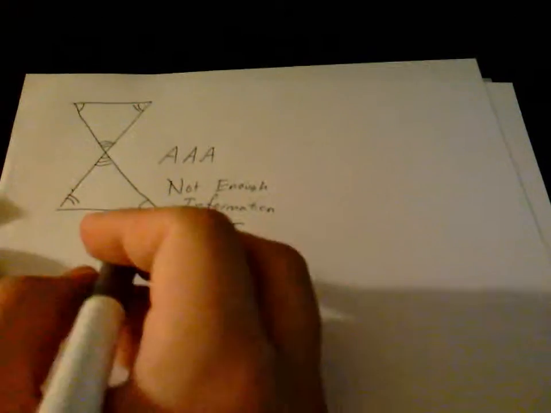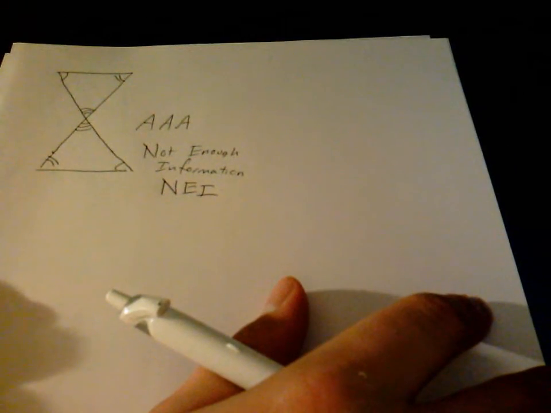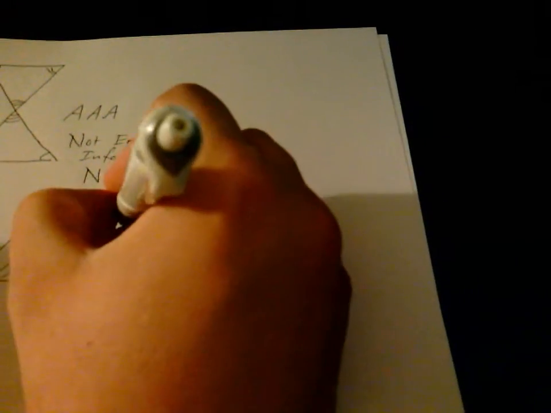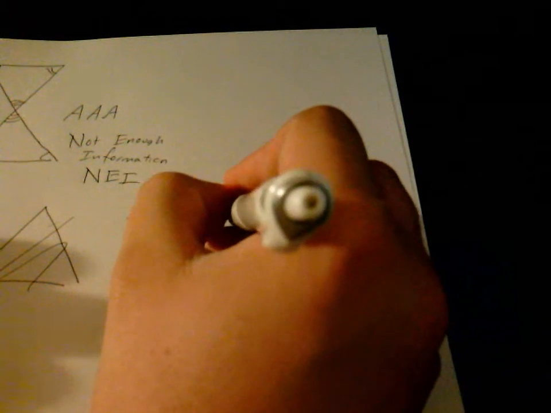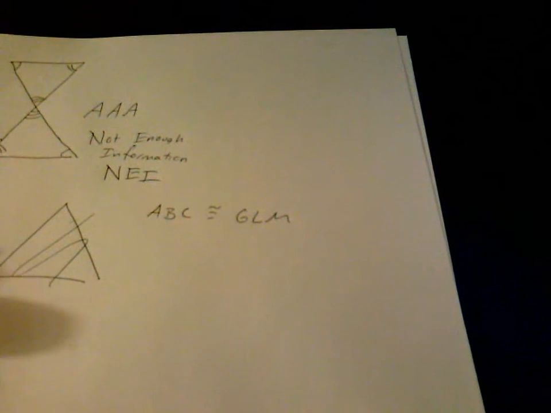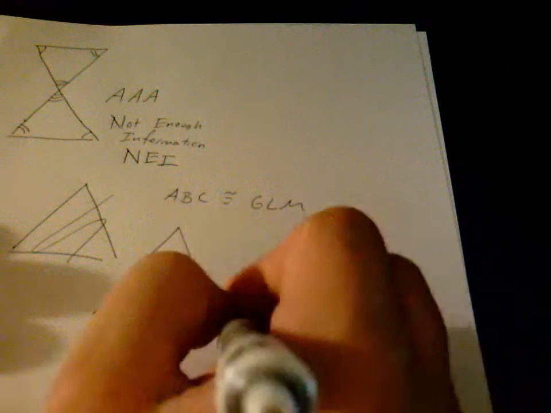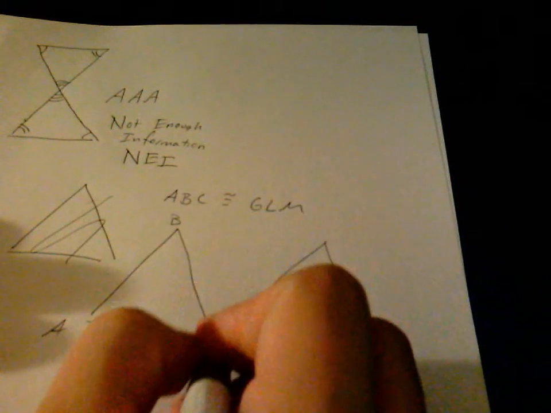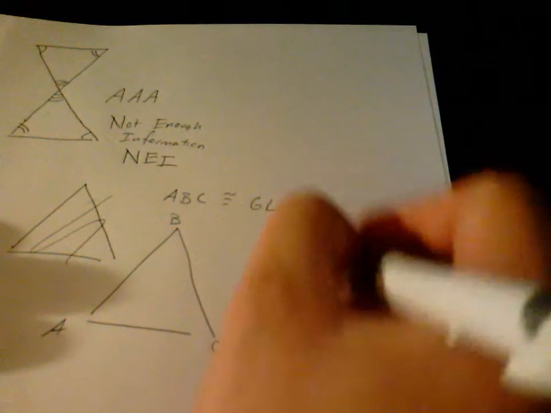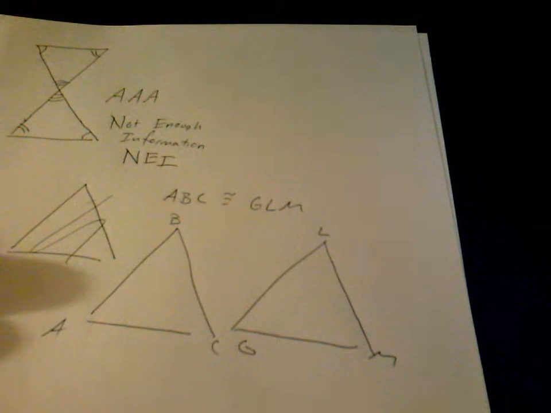Now, when it comes to triangles, let's say that I said triangle ABC is congruent to triangle GLM. Now, if I said something like this, this is how you'd have to draw it out. You'd show me two triangles. You label one ABC, the other GLM, and then you'd have to show me that everything is congruent.